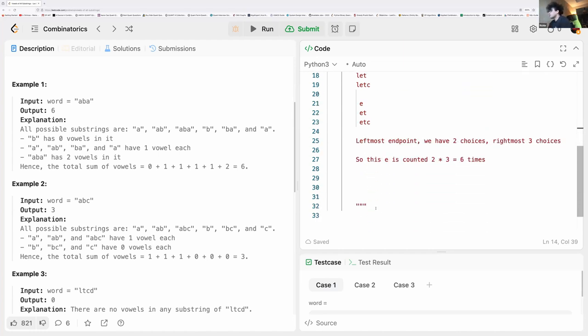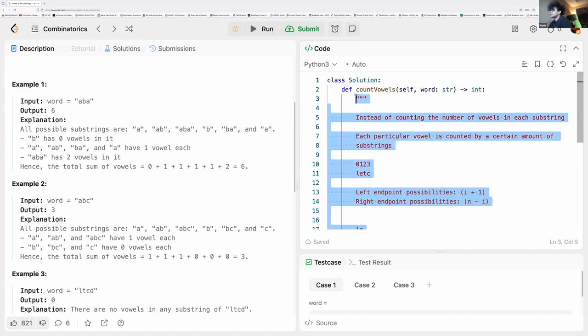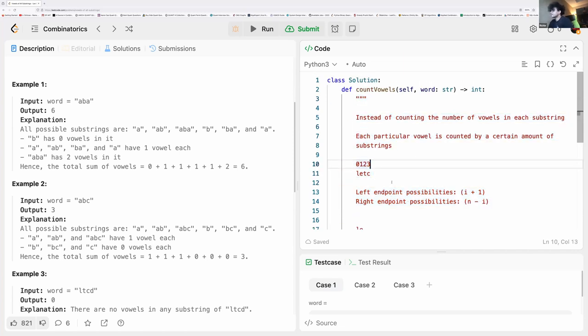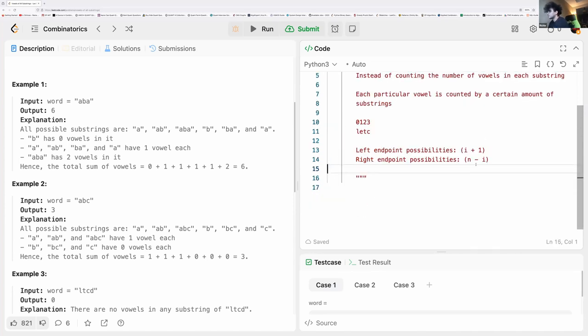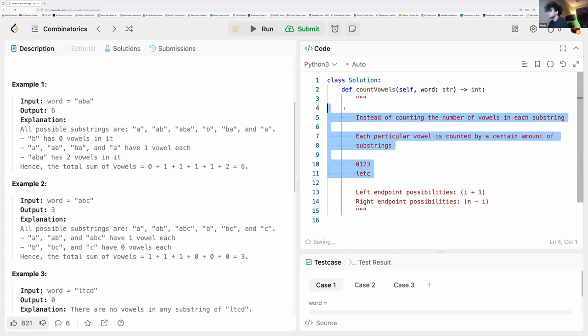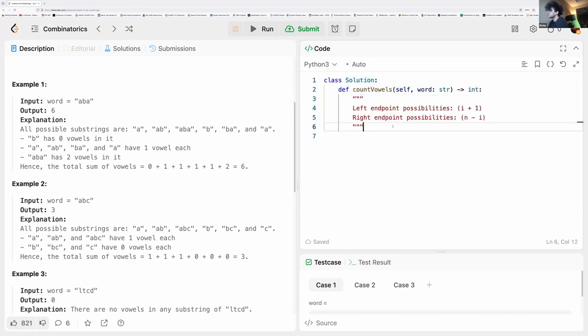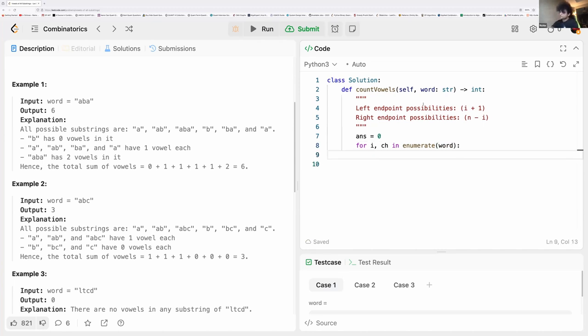So let's hope that this is correct, and let's go ahead and code this. All right, I'm going to keep track of these values so I don't have to memorize them. All right, so my answer is 0. Okay, so I'm going to go through the character and the index, so I can use enumerate. You don't have to use enumerate. You can just use a normal loop.